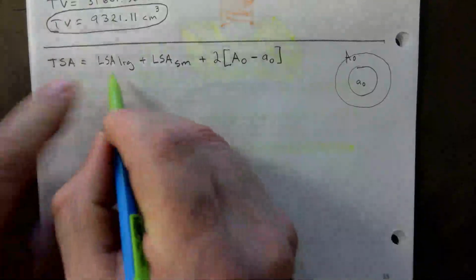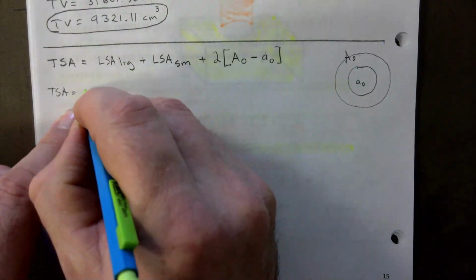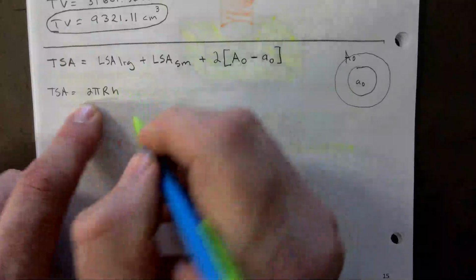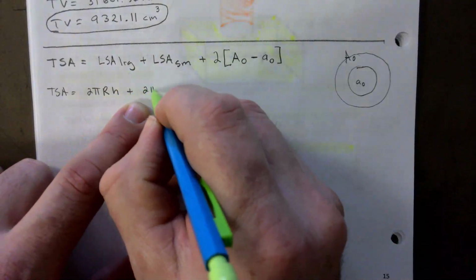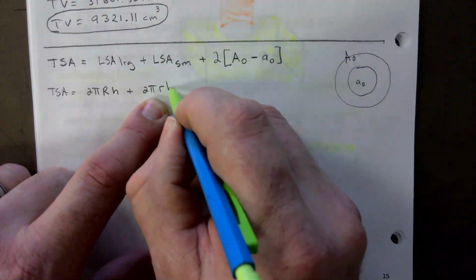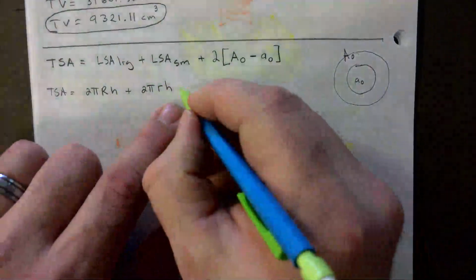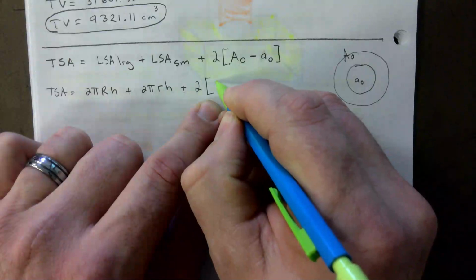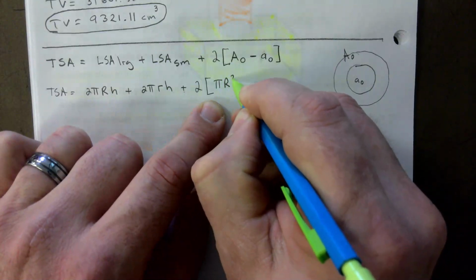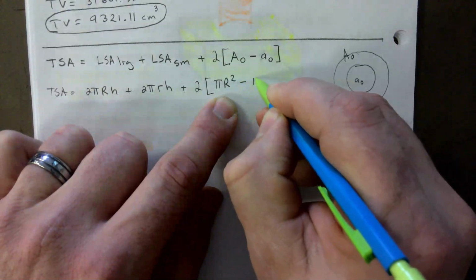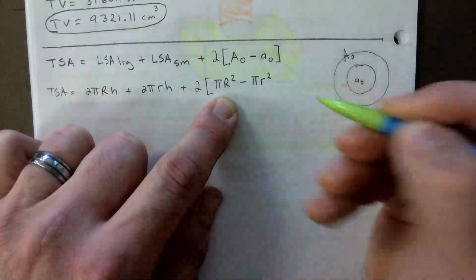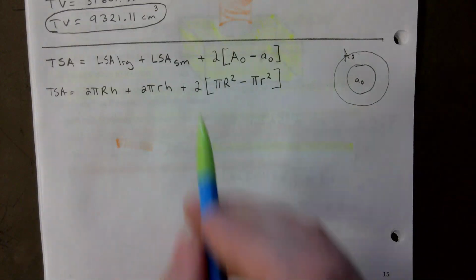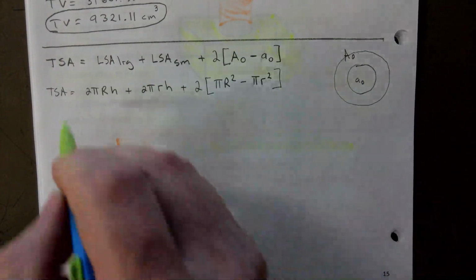TSA. Lateral surface area of the large one: 2 pi R h, with a capital R, plus 2 pi lowercase r h, and the h is the same, so I'm just going to write h, plus pi R squared minus pi r squared. And there's two of them, that's why I put the 2 in front. So let's plug in.